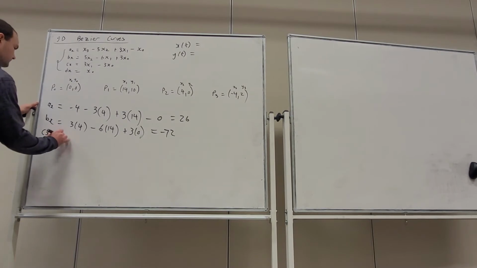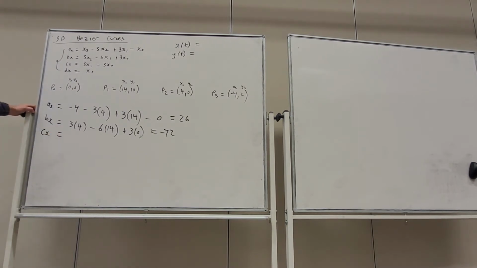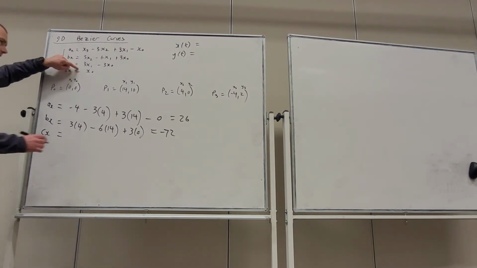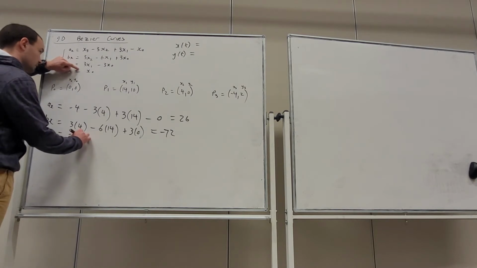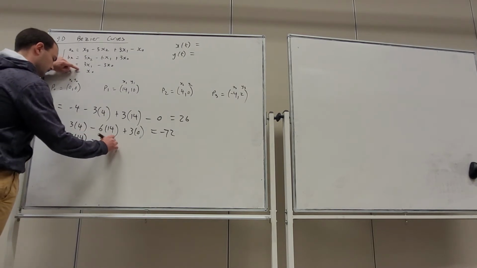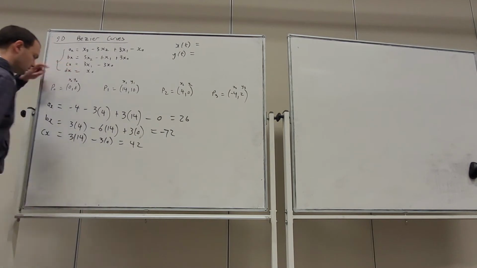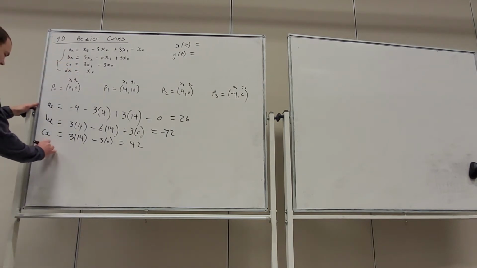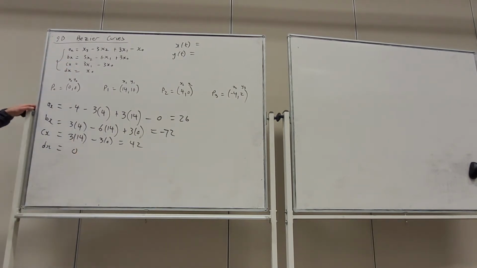Cx. 3 times x1, so 3 times 14, take away 3 times 0, 42, and then dx will be 0. Any issues?